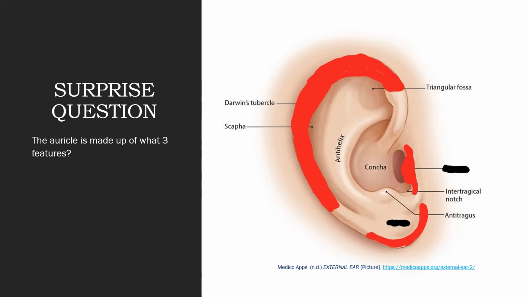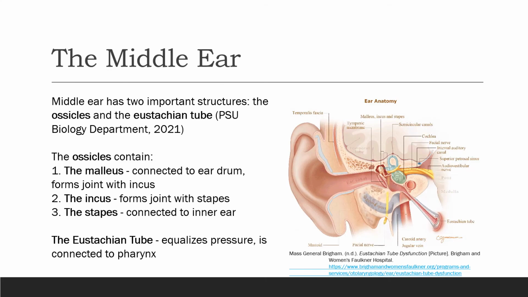Here is a surprise question. What is the auricle made up of? It is made up of three features, and they are the helix, the lobule, and the trachea. You do not have to memorize this for class, but it is important to know what the auricle is made up of. Now moving on to the middle ear.